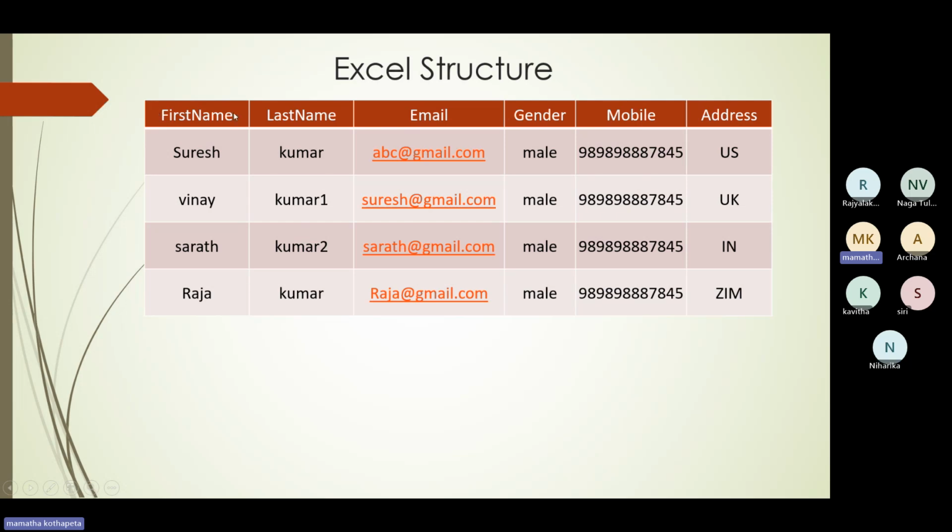The zeroth row is what? My column names. Okay. The 0th row is of column names. My data is from row number 1 onwards: 1, 2, 3, 4. And how many columns do I have? 1, 2, 3, 4, 5, 6. But it starts from 0: 0, 1, 2, 3, 4, 5.